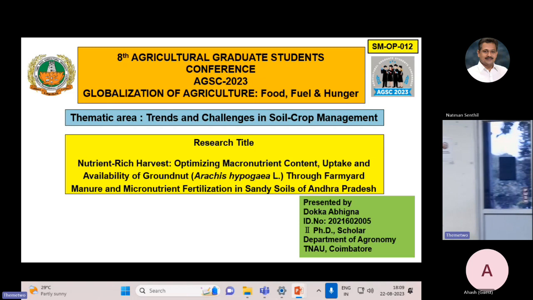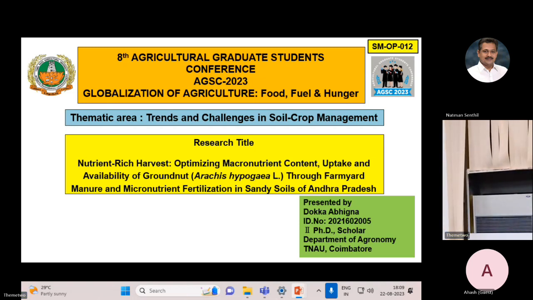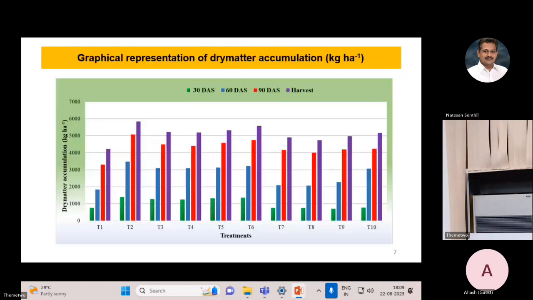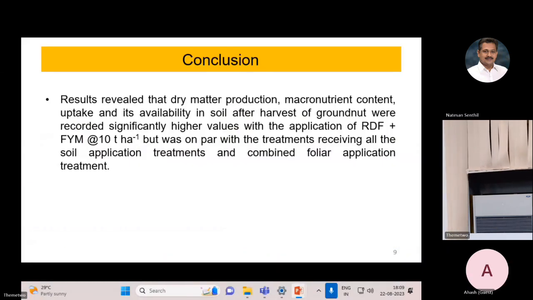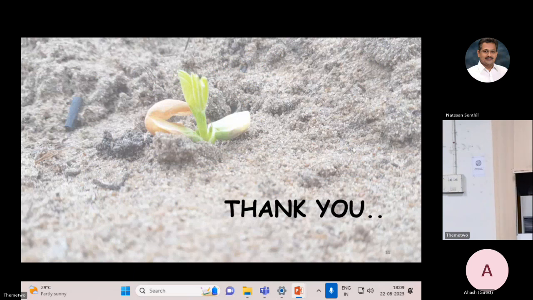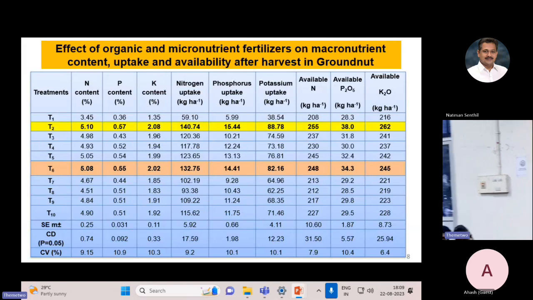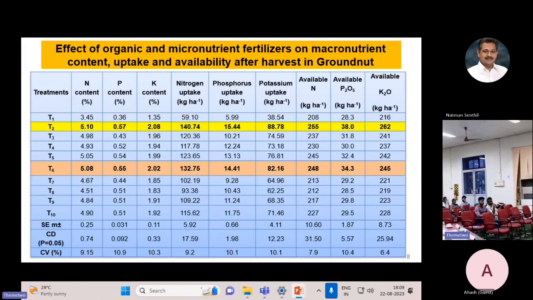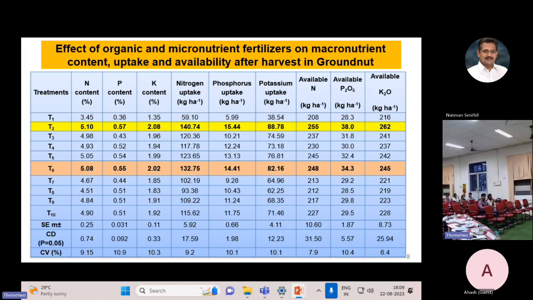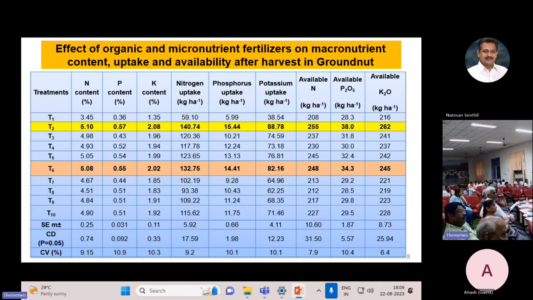So the slide which showed the nitrogen content and uptake. Previous. Yeah. See, what is the nitrogen content in groundnut? What is the part you analyzed? Which part of the groundnut shows 5%, 4.8% nitrogen content? Which part of the groundnut plant?